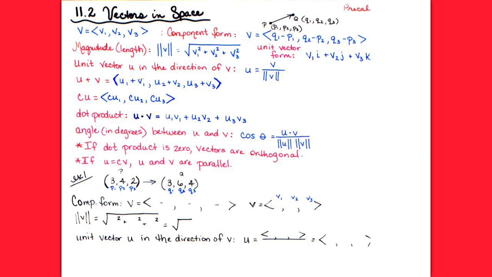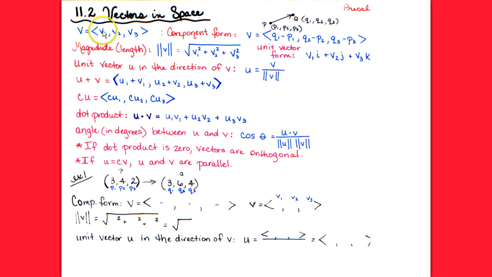11.2 is page 777, Vectors in Space. When we get to section 11.2, we finally understand why we paired those couple of sections in chapter 6 with these couple of sections in chapter 11. Because if you look at our note sheet, it's literally all the exact same formulas that we had in chapter 6. In chapter 6, we worked in 2 dimensions. In chapter 11, we're working in 3 dimensions. But other than that, everything is going to be the same.